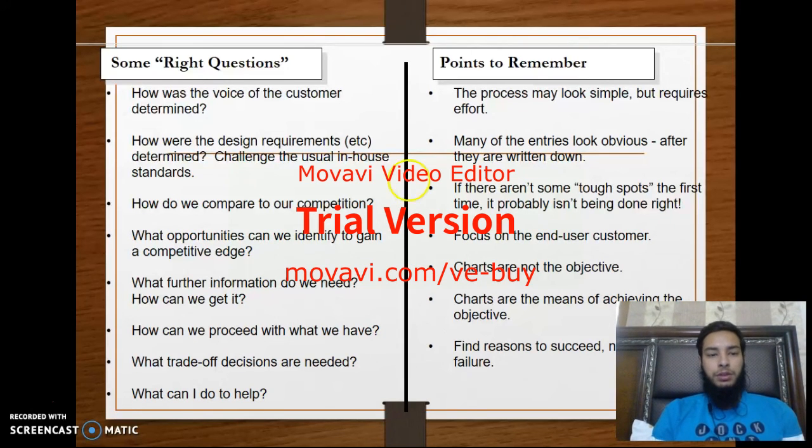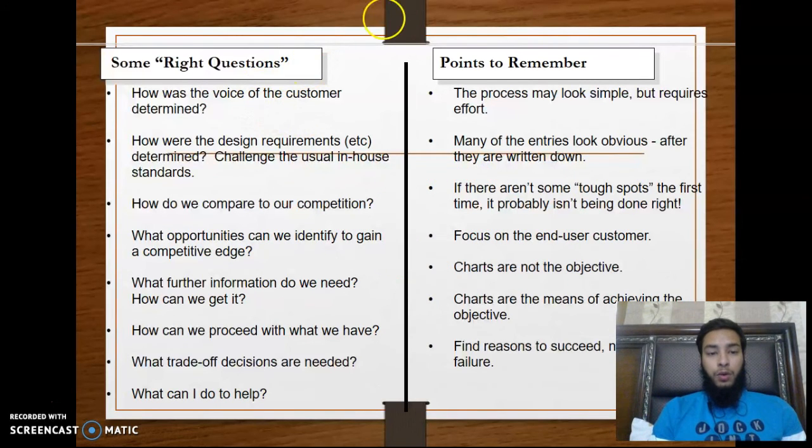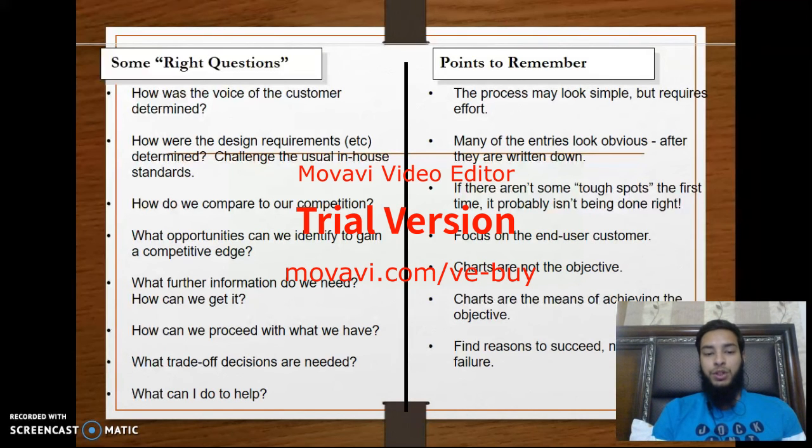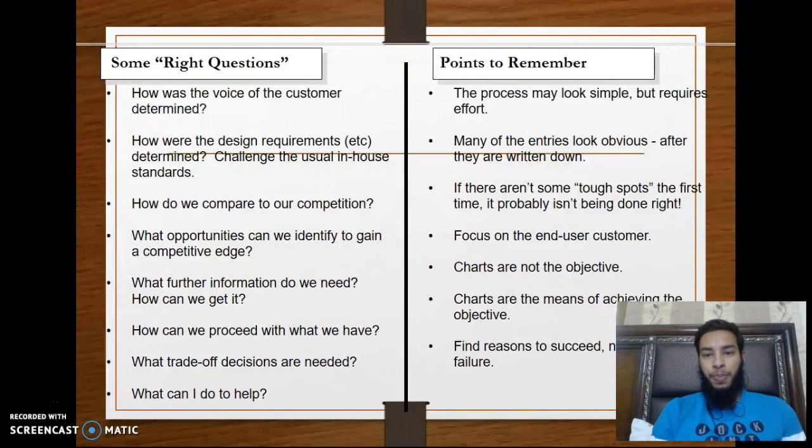Some right questions should be asked and some points to remember. The right questions are: How was the voice of the customer determined? How were the design requirements determined? How do we compare to our competition? What opportunities can we identify to gain a competitive edge? What further information do we need, and how can we get it? How can we proceed with what we have? What trade-off decisions are needed? What can I do to help?